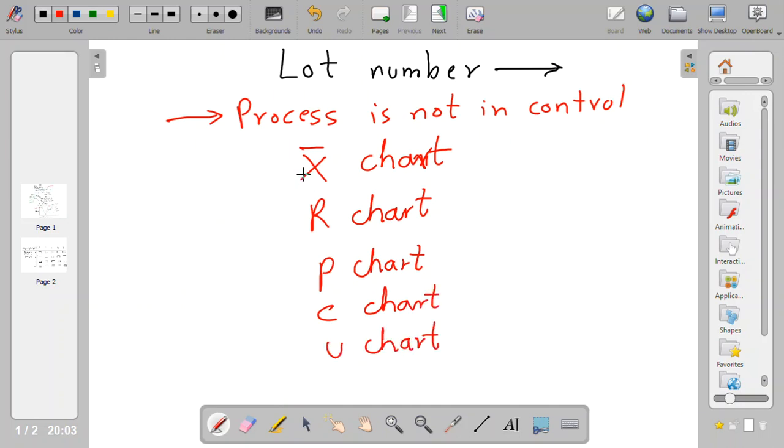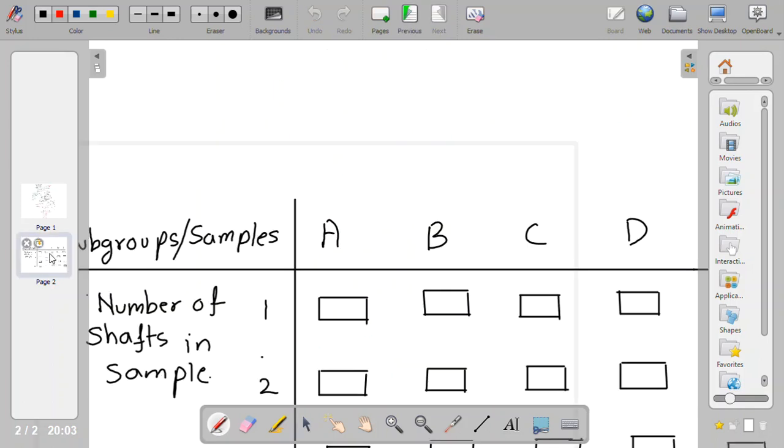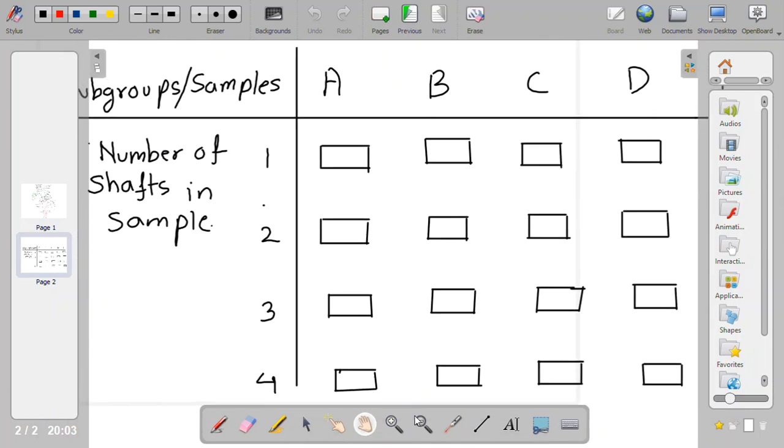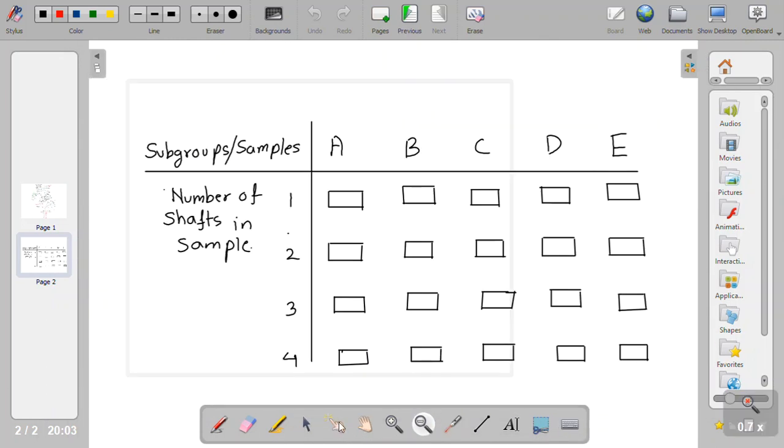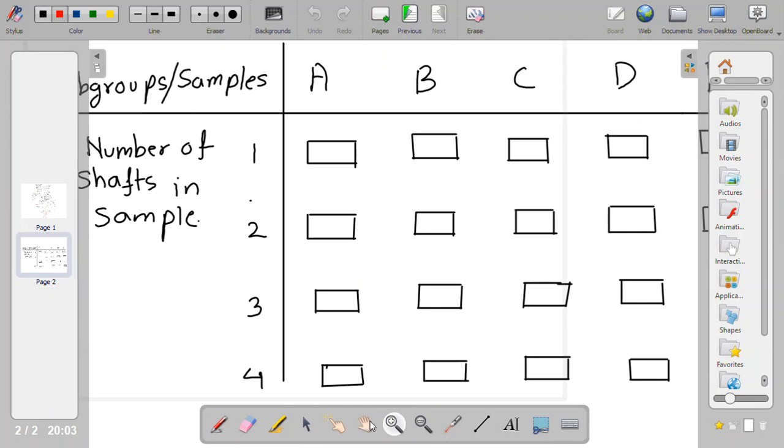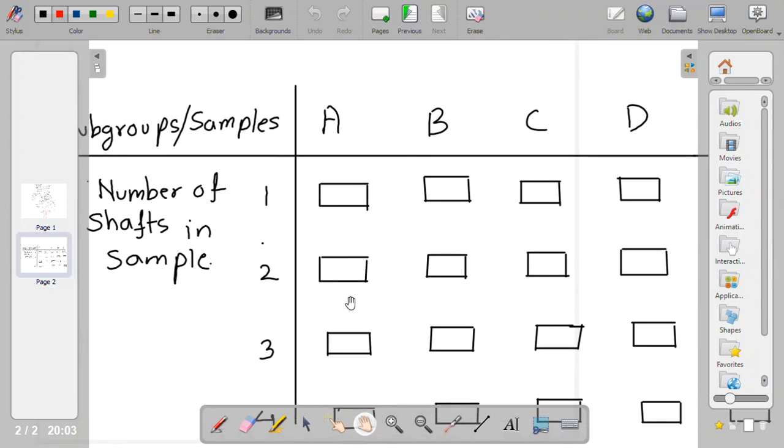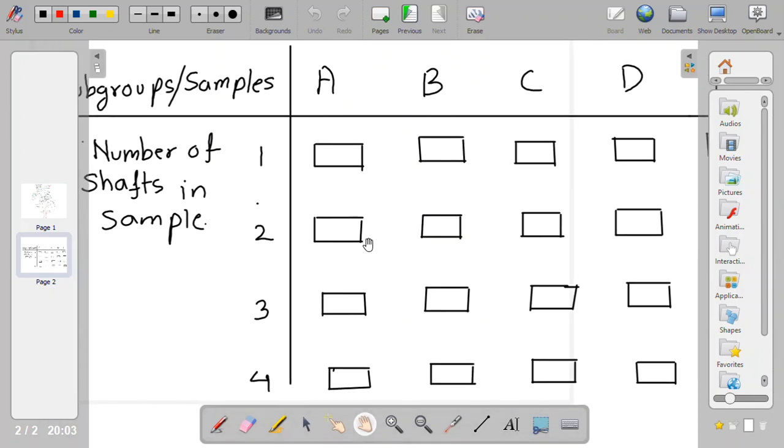So why so many charts? What is the importance of this? Why do we have to use so many charts? Only one chart is enough, so that we will see. Why do we have to use different charts? I'll just explain you further. So this is just an example.